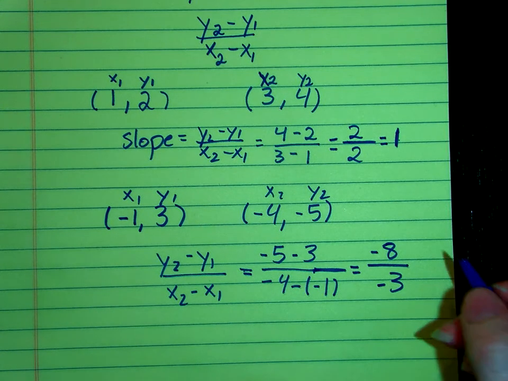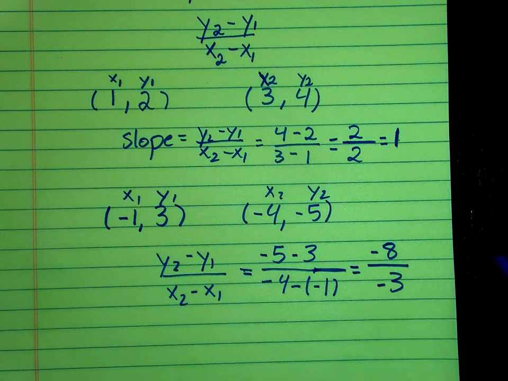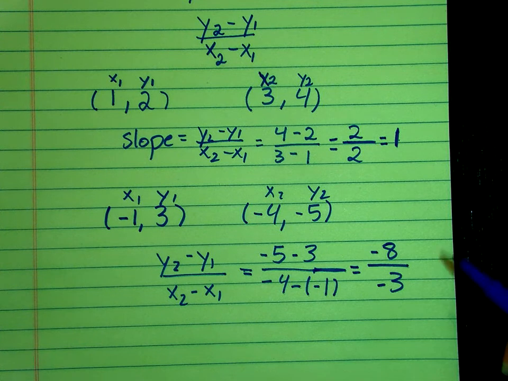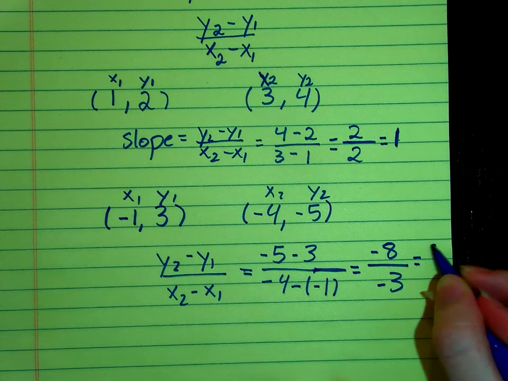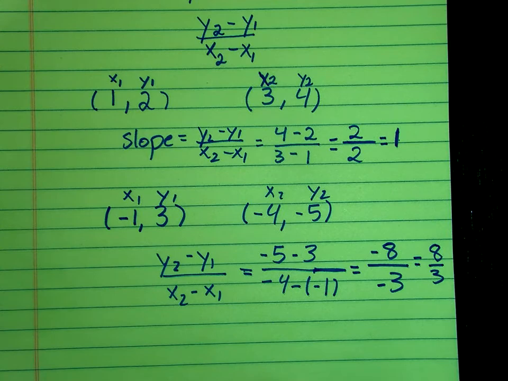Also, your calculator can do that for you too if you like. Now, are there any numbers that go into both 8 and 3? No, there are not, so that part of the fraction can stay the same. However, a negative divided by a negative gets me a what? A positive. So I've got to be sure to rewrite this as +8 over +3.